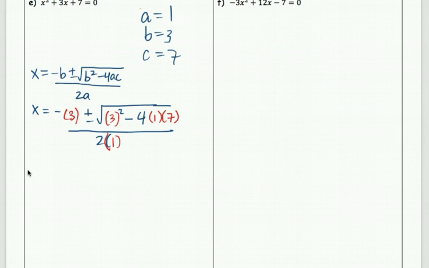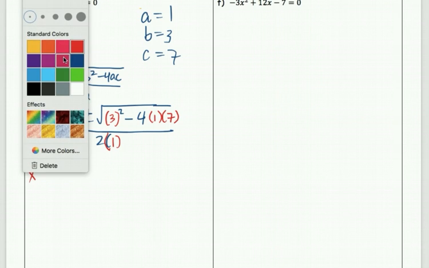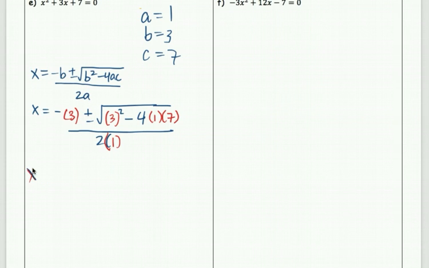All right, so we're going to go through here as usual, cleaning stuff up. So we have 9, subtract, okay, 4 times 1 times 7 is 28. Okay, and then you get to there. All right, and then we're going to take care of this part here.